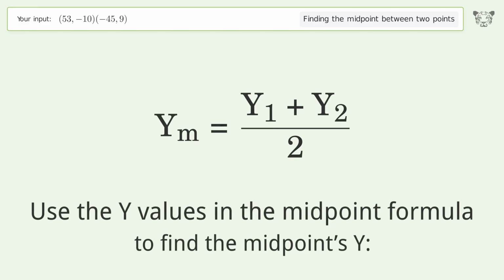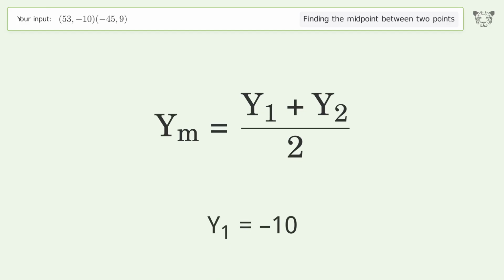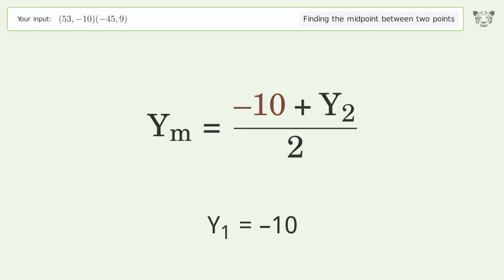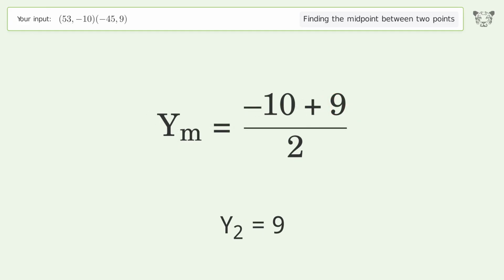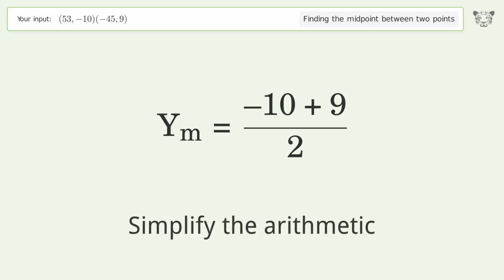Use the y values in the midpoint formula to find the midpoints y. y1 equals -10. y2 equals 9. Simplify the arithmetic.